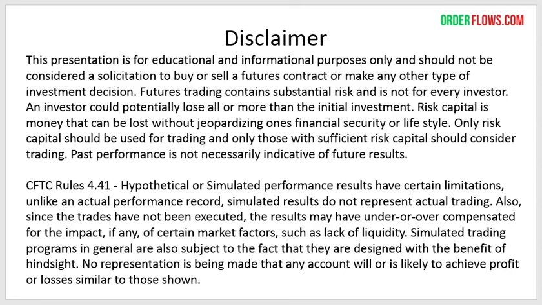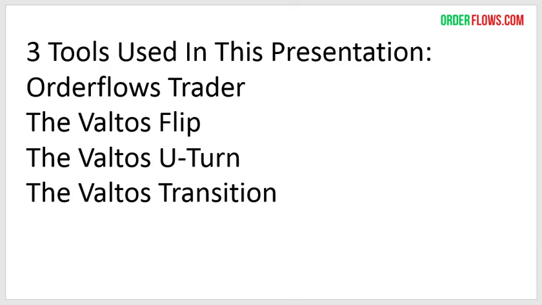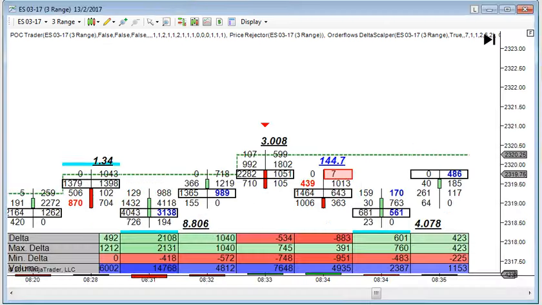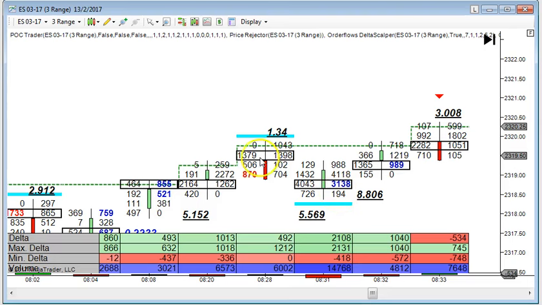Okay, so the tools used in this presentation are the Orderflows Trader, the Flip, the UTurn, and the Transition. I'll just pull up the chart here in the E-minis. I talk about this setup quite often when it appears. So this is the E-mini. This is a 3-range chart, and just ahead of the cash open, we started running up into our highs.